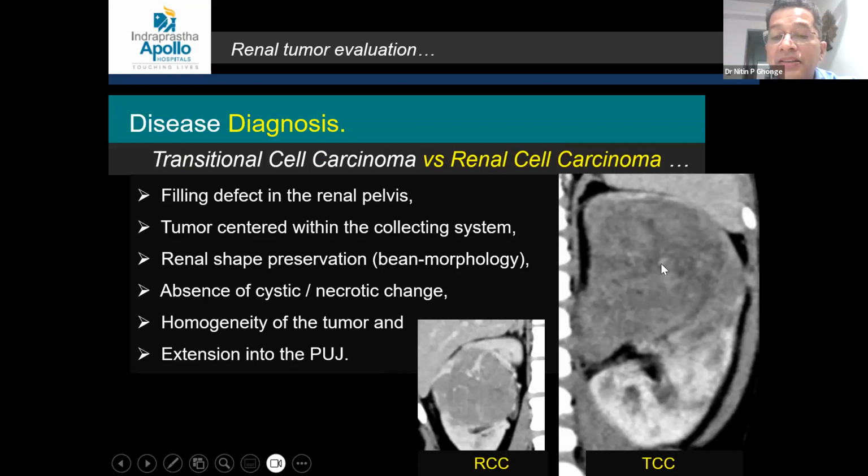At times there is a mass lesion, but there is no ball. It is a bean morphology, in which the renal shape, the reniform shape, is preserved. So you can see the mass lesion is there, but there is no ball, and the reniform shape of the kidney is still preserved. With RCC, it is usually deformed. With TCC, it is usually preserved. The shape of the kidney is preserved. So this is bean morphology. This is ball morphology.